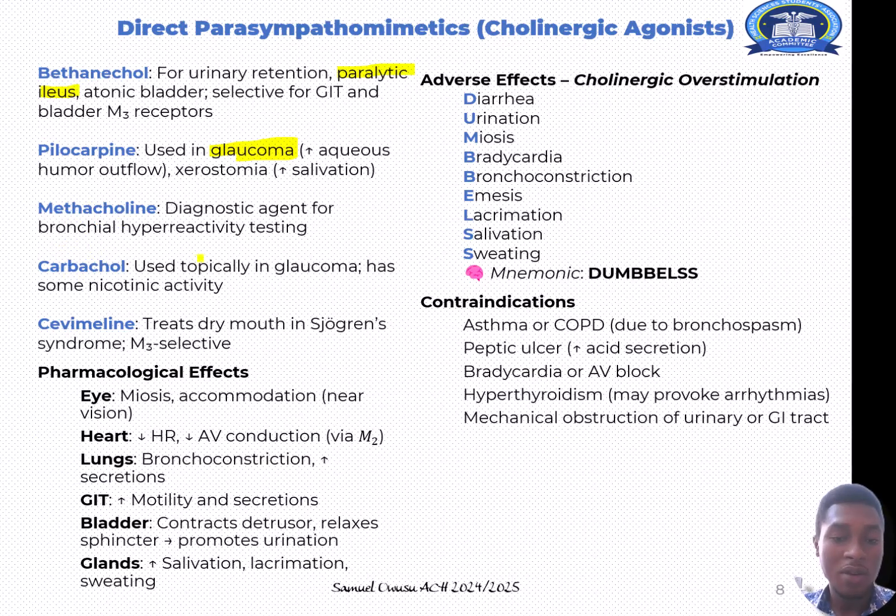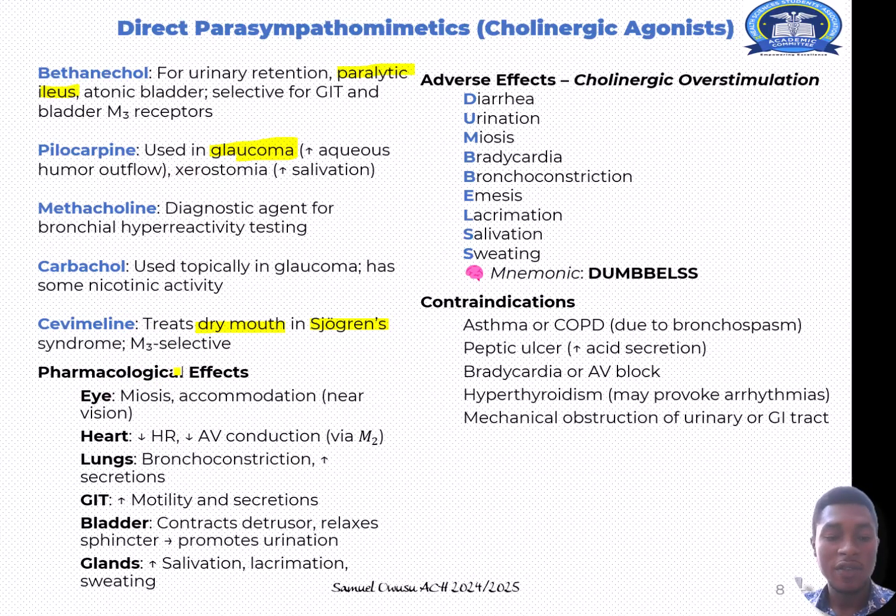Then we have carbachol, which is used in glaucoma as well. So carbachol and pilocarpine, they are both used in glaucoma. Then we have cevimeline, which is used in Sjogren's syndrome. All right. So in Sjogren's syndrome, those people tend to have dry mouth or xerostomia. So you want to give cevimeline to stop this activity.